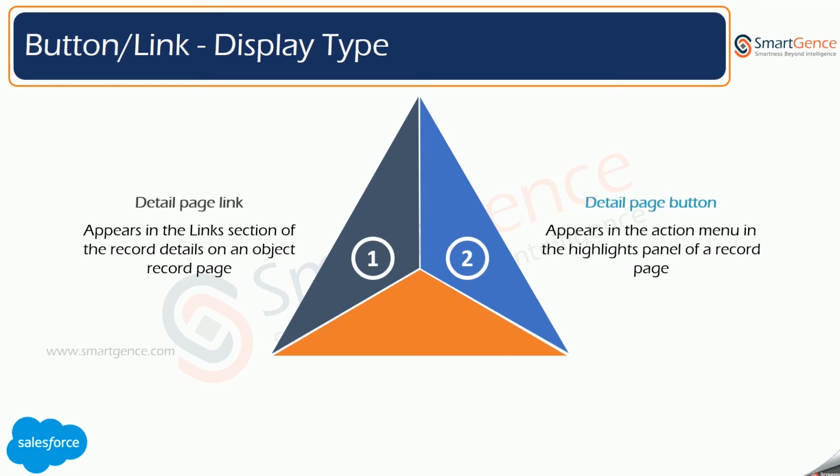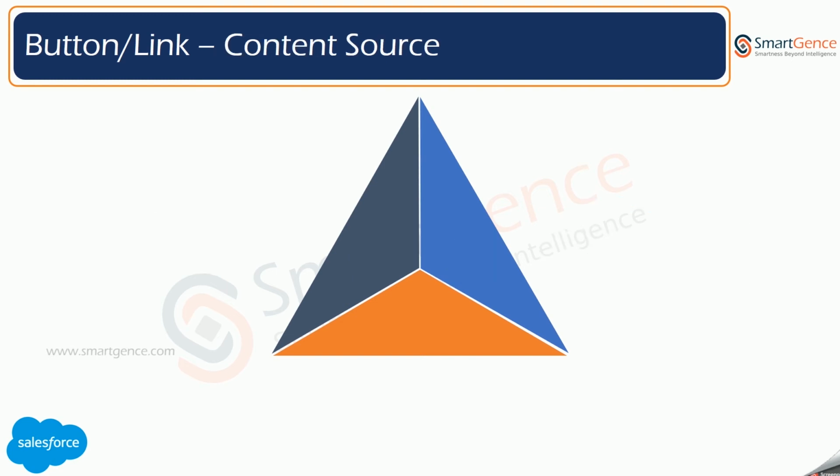Then comes the detail page button. We can place a few buttons on the record detail page. Those buttons are the detail page buttons. Then finally the list button. The list button is basically for the related list. If you remember, we define related lists in the page layout, right? So the buttons in that related list are called list buttons.